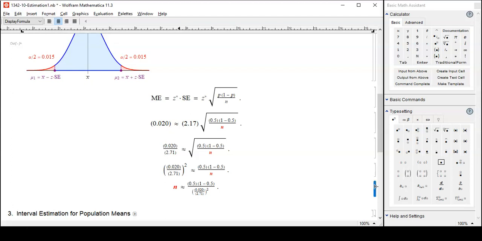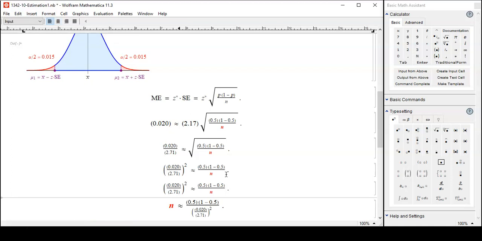Let me expand the font here. Do you get it? Do you understand this? Maybe not. Okay, for those students, let me slow down. Here in this expression, multiply both sides by n. Multiply by n. And then multiply by n.